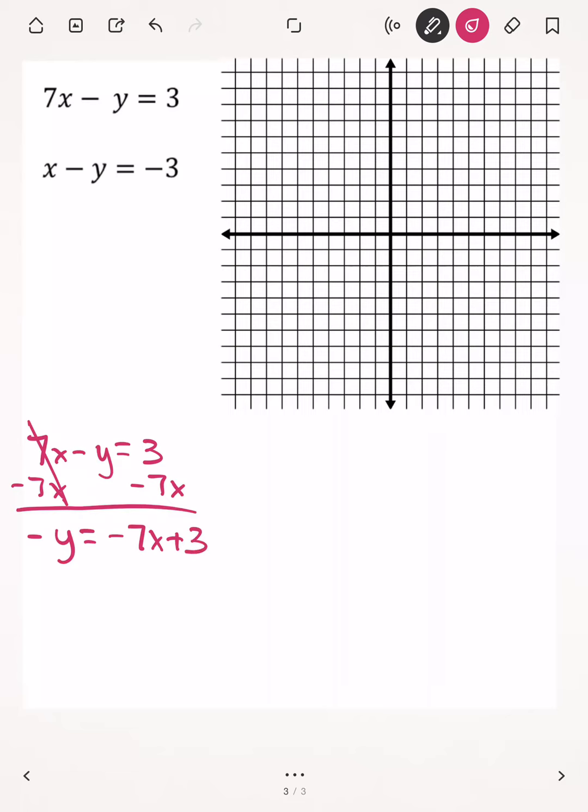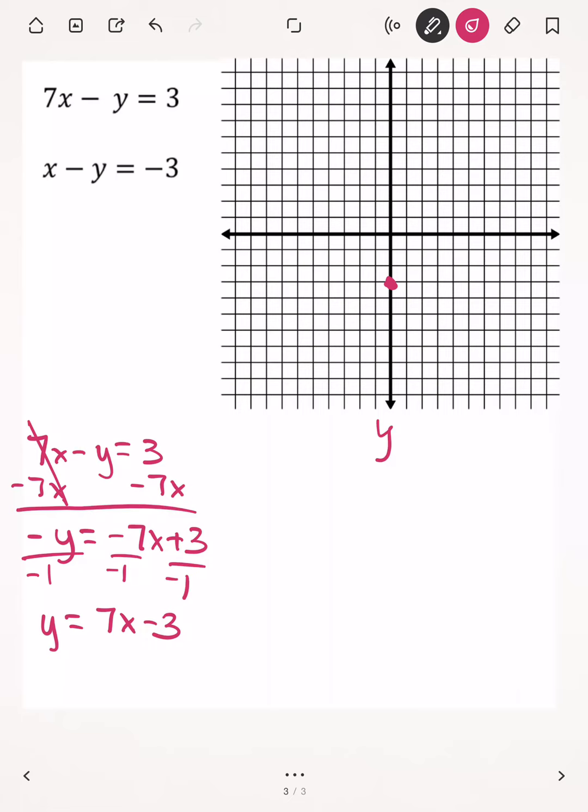I have not yet solved for y. I have solved for negative y. To get rid of that negative, I need to divide by negative 1. So I get y equals a positive 7x minus 3. My y-intercept is negative 3. I start at negative 3 on my y-axis. Here's my y-axis. I go down from the origin 3: 1, 2, 3.